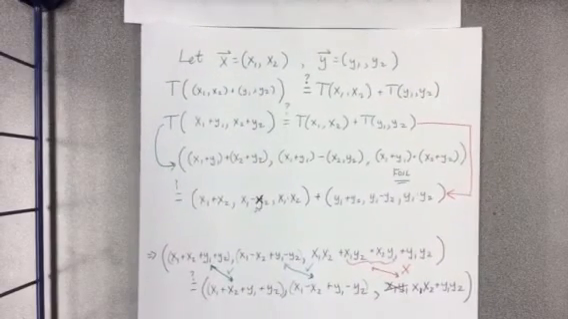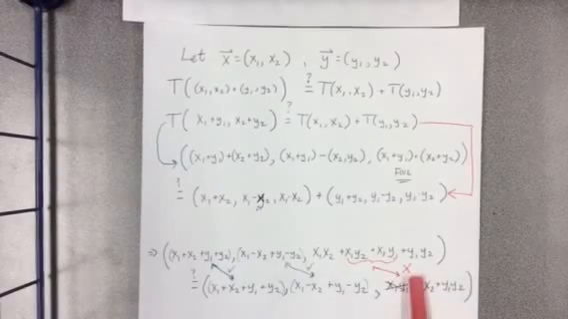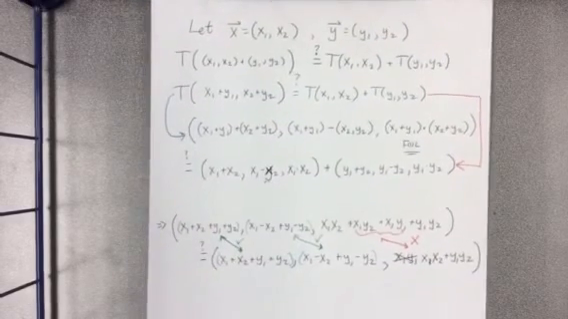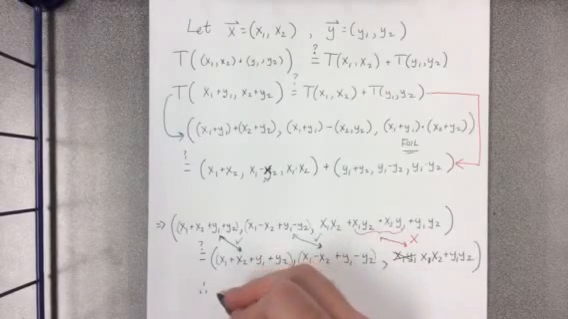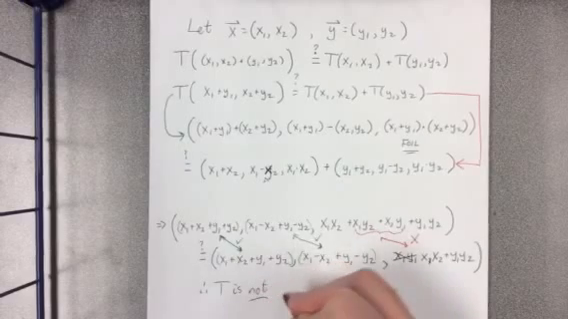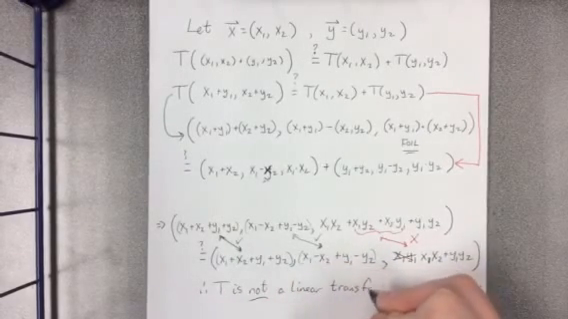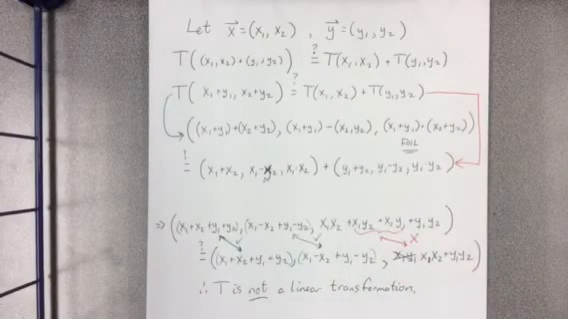Oh yeah, I should probably make sure that that is all on camera. Ha! So, as soon as we see that two of these components are not equal to each other, we know that our transformation fails one of the properties of linearity. As soon as one of the properties of linearity fails, we can say, therefore, T is not a linear transformation. T is not a linear transformation, so that does not work out for us.